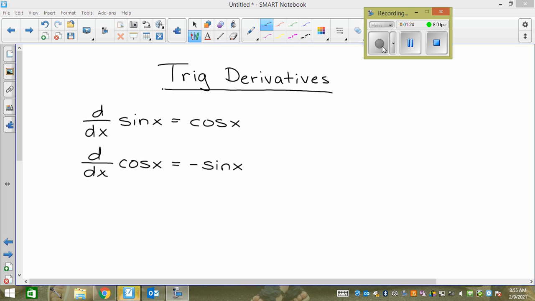So you just have to memorize them. The derivative of tan x, because it doesn't start with a c, is positive. It's secant squared x.